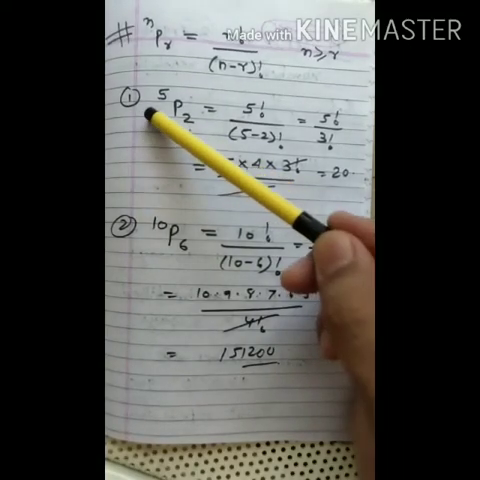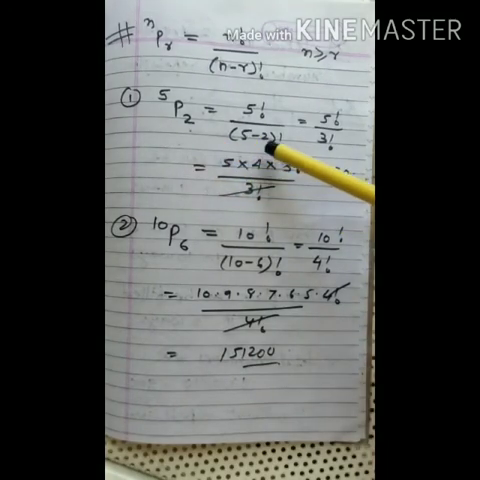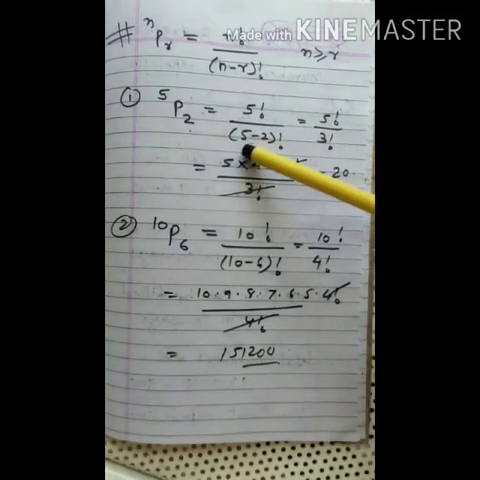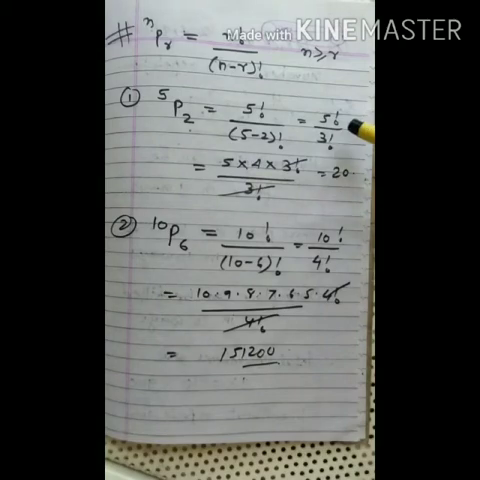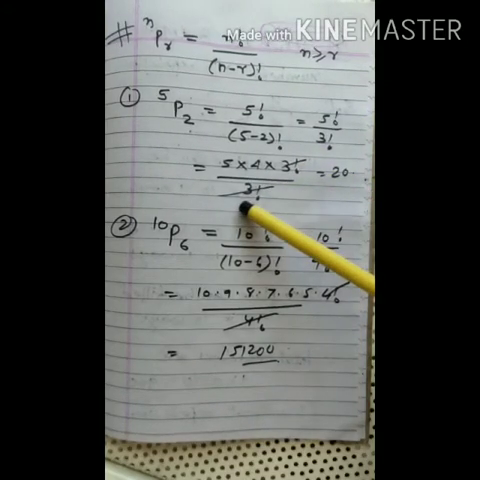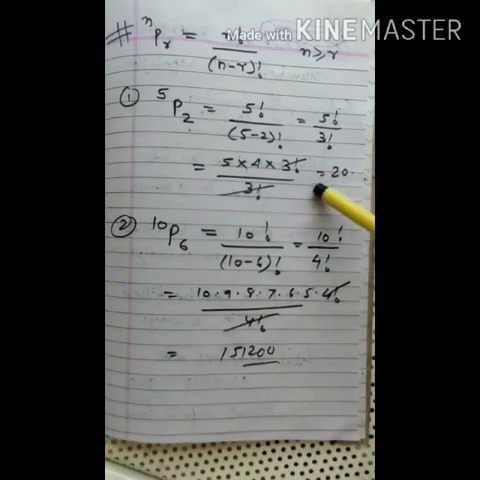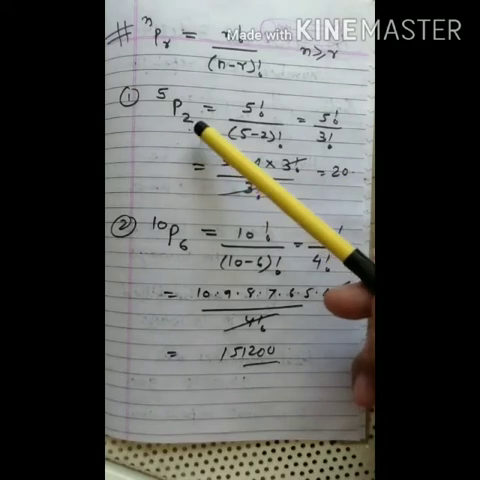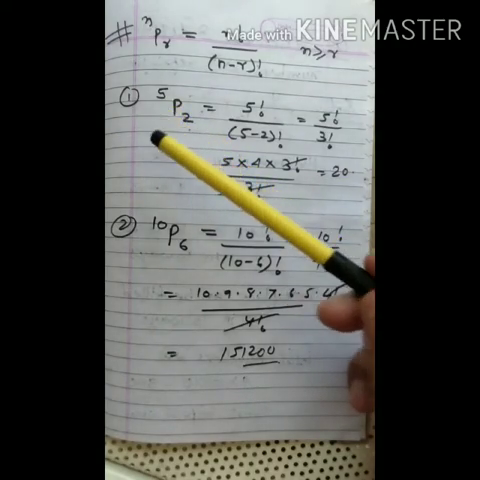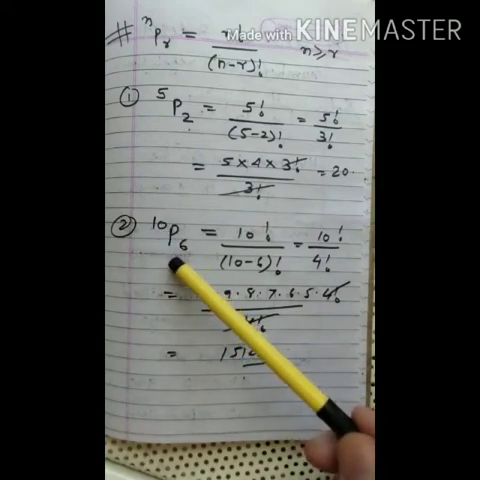5P2: total objects 5, out of which we have to arrange 2 at a time. This can be done in this way: 5 factorial upon 5 minus 2 factorial. So 5 factorial upon 3 factorial. Now 5 factorial can be written as 5 into 4 into 3 factorial. 3 factorial will cancel out. 5 into 4 is 20. So there are a total of 20 ways in which we can arrange 2 objects out of 5 at a time. Take another example, 10P6.